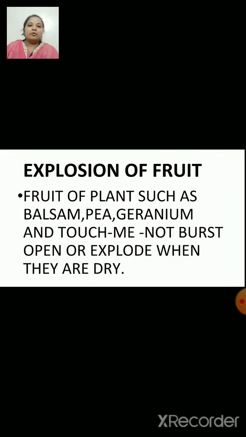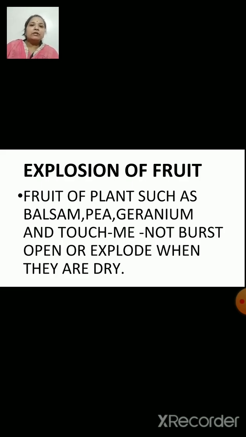Now, explosion of fruit. Fruits of plants such as balsam, pea, geranium, and touch-me-not burst open or explode when they are dry. Some plants distribute their seeds by violently ejecting them, meaning explosion, so they land far away from the parent plant. This is explosive dispersal.